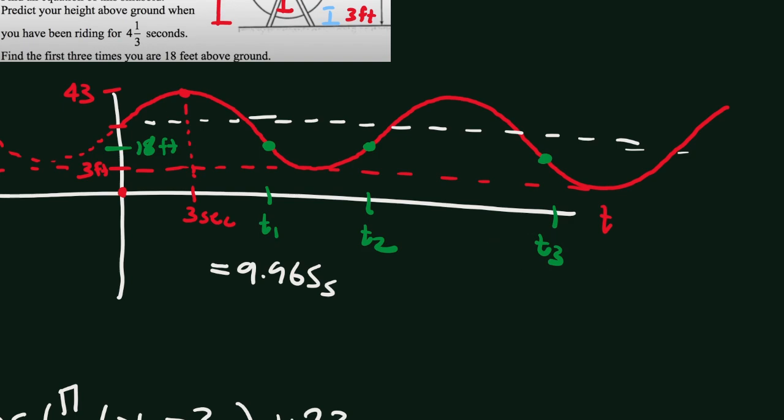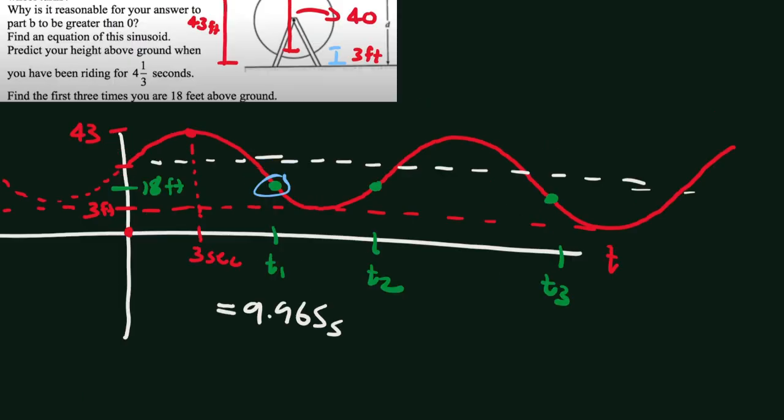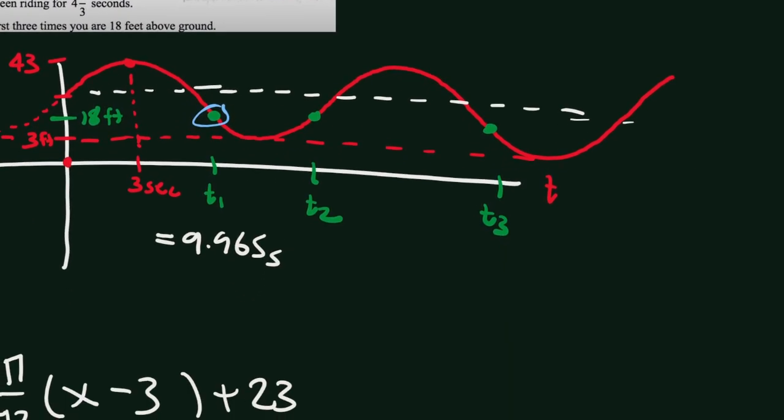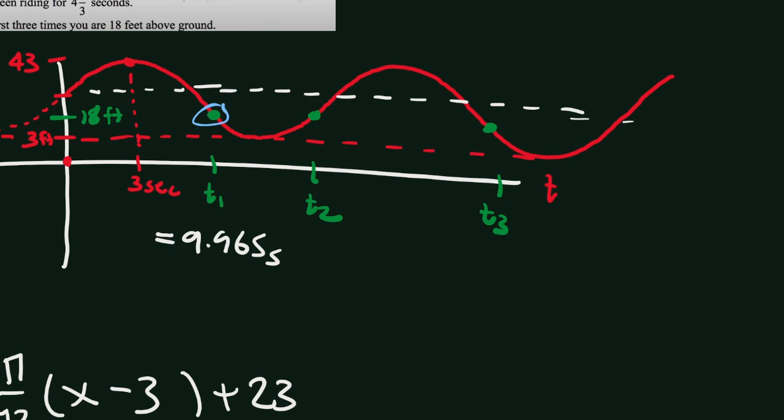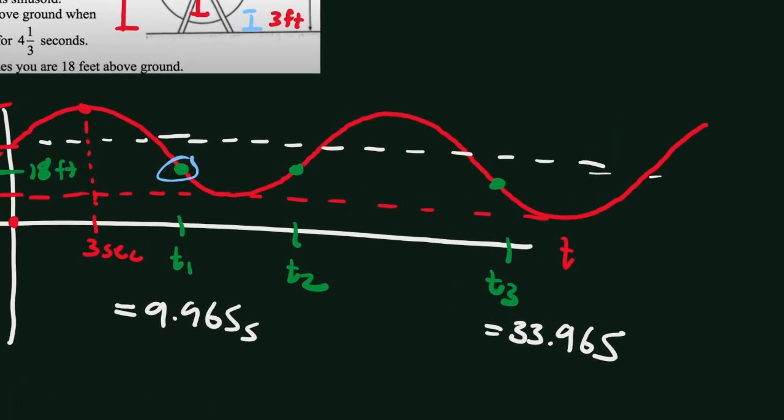Now, t2 is going to be the hardest to find, but we can find t3. Notice from here to here is just one period, because it goes from here back to here again. This is one oscillation, and one period was 24 seconds. So we can just add 24 seconds to here. So 9.965 plus 24 is 33.965. Now, T2 is going to be the hardest, but we're going to use this graph to help us out.